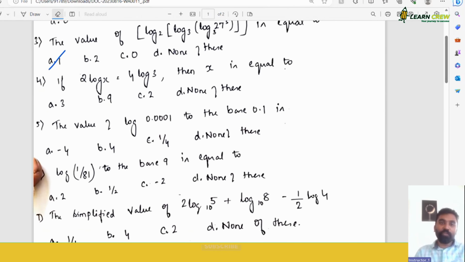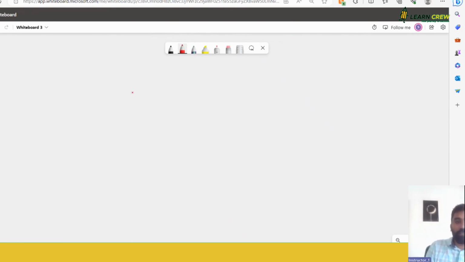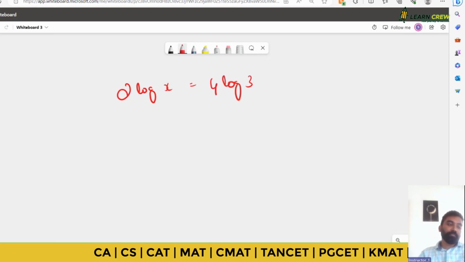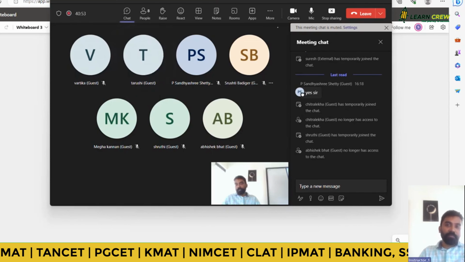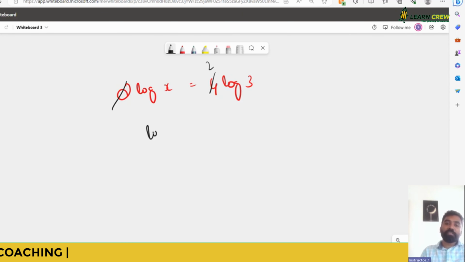The next one. If 2 log x is equal to 4 log 3, then x is equal to what? How will you solve it? 2 log x equal to 4 log 3. Find x. Online people, answer. 9. Okay, let me check. So this gets cancelled out. 2 times log x equal to log of 3 square. 3 square is 9. x is equal to 9.